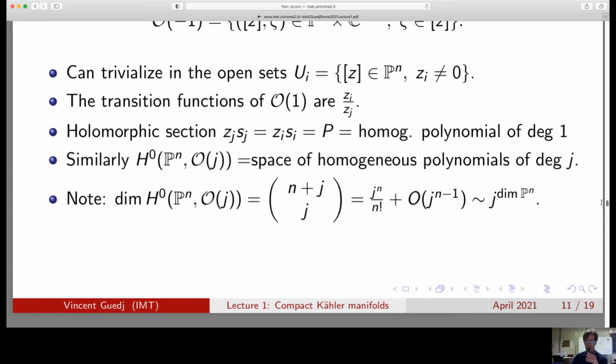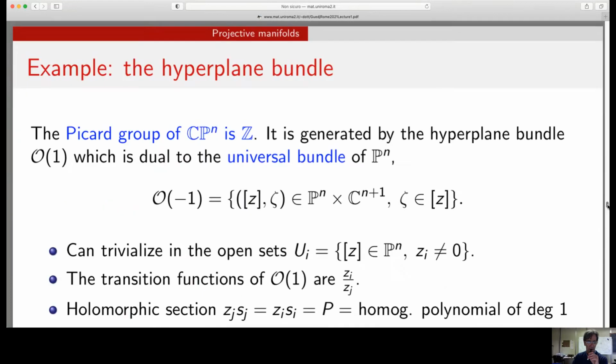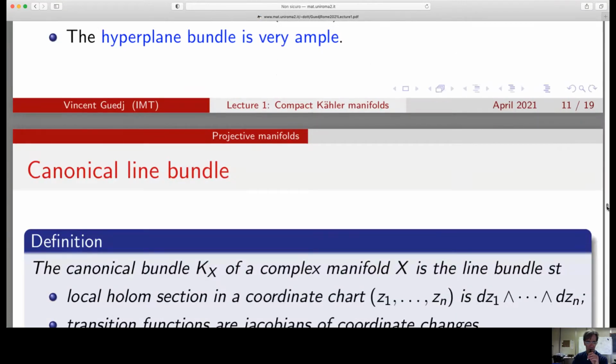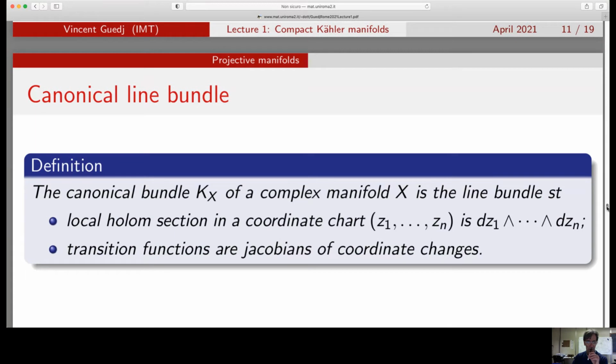Binomial coefficient, and this is like when j goes to infinity, it's like j to the n, and therefore, okay, that's all for the moment for the projective space. On a complex manifold, you have a very important basic line bundle, which is called the canonical line bundle, and it's the line bundle whose global holomorphic sections, if X has dimension n, are the space of holomorphic n-forms.